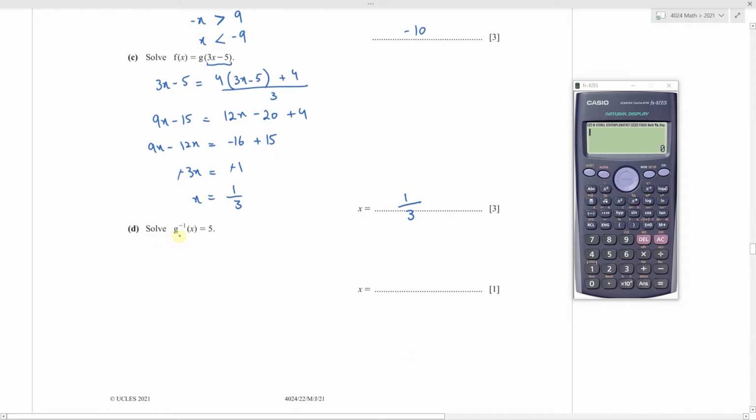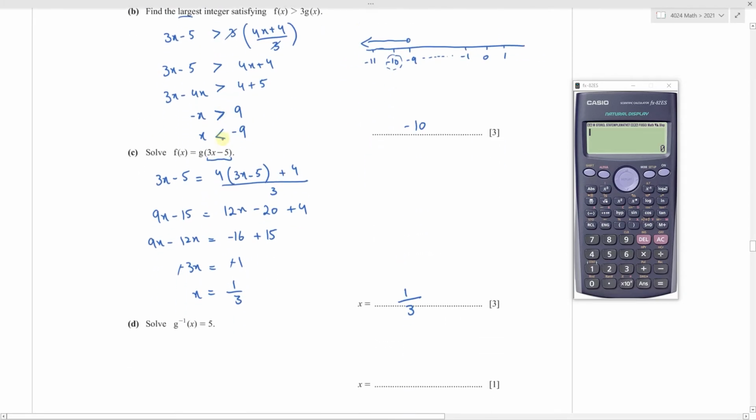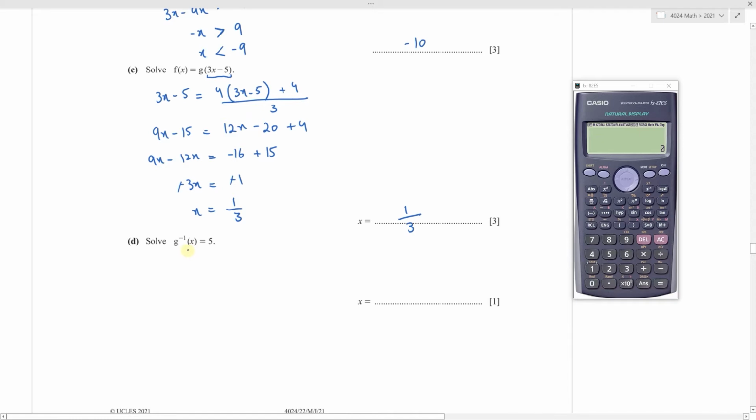Part D is solve g inverse of x equals 5. So you're given g of x. So there are two ways to solve this. One way is I will first find g inverse of x, and once I have that, I can equate it to 5 and then solve for x. But that's a longer method, and since this is only for 1 mark, I can easily see that if g inverse of x is equal to 5, if I take just g inverse to the other side, my value of x is g of 5.